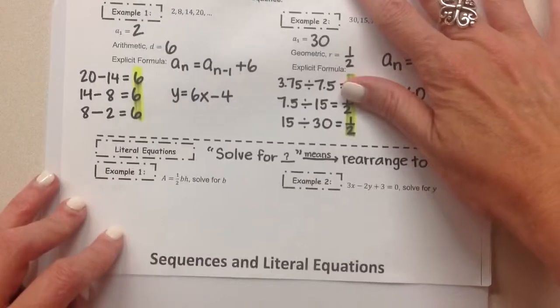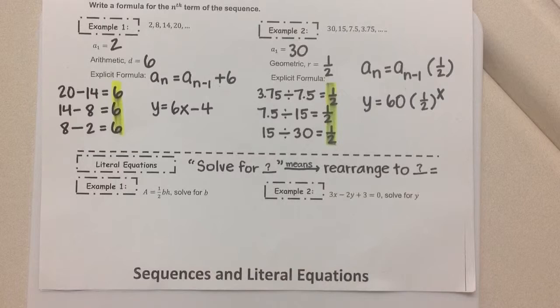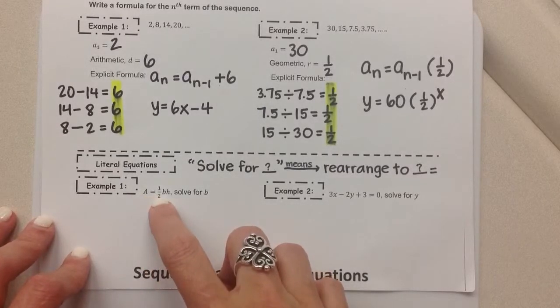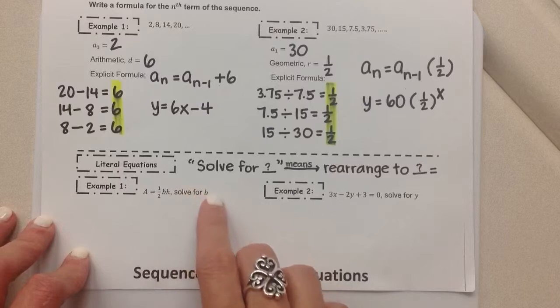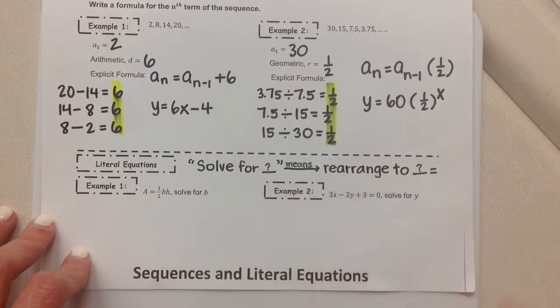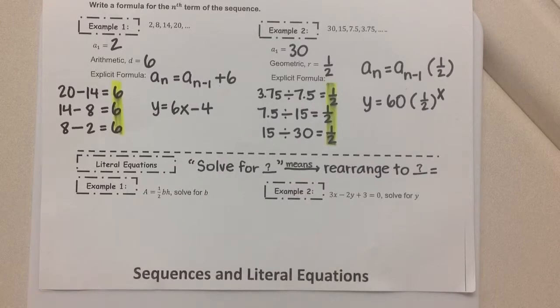All right, so let's look at literal equations. This is just a way to rearrange your equation to get it to a certain letter. So look here, we've got A is equal to 1/2 times base times height, and we want to solve for b. When it says solve for, that means you're just rearranging your equation to get that letter by itself.